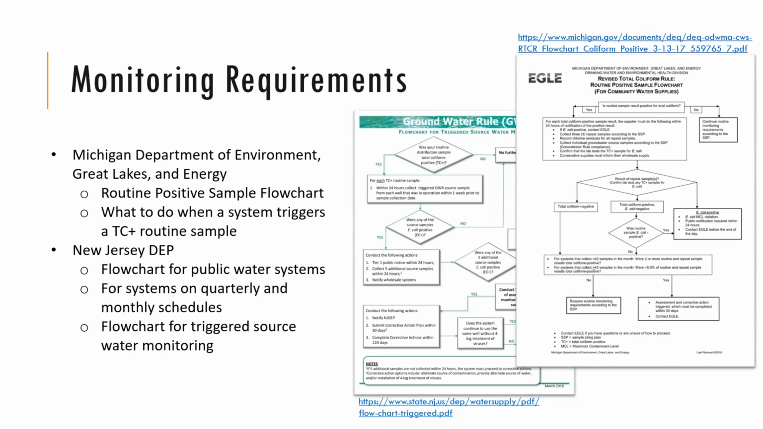New Jersey has flowcharts similar to that, specifically for systems monitoring monthly and quarterly. They also have a flowchart for triggered source water monitoring to help water systems using a groundwater source comply with the groundwater rule. And that's the screenshot I have showing on this slide right now. And if you go to the link on the bottom, it'll also take you to the main New Jersey RTCR page, where you can find all these resources.